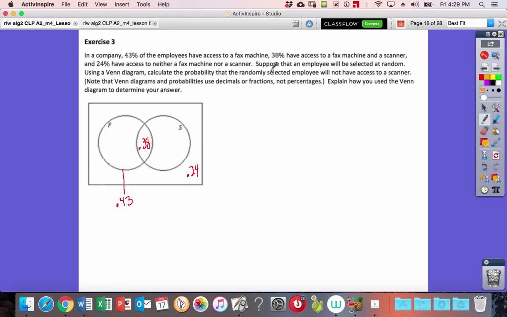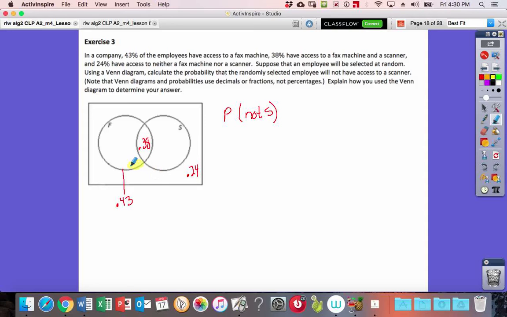Okay. Suppose an employee will be selected at random. Using the Venn diagram that we just filled out, calculate the probability that the randomly selected employee will not have access to a scanner. Not S. Okay, not S. Okay, so here's S. Okay, not S. Would not have it. It's going to have to be, let's do the little highlighter here.